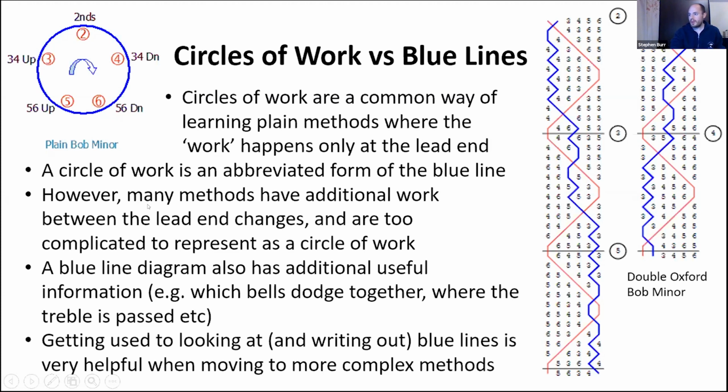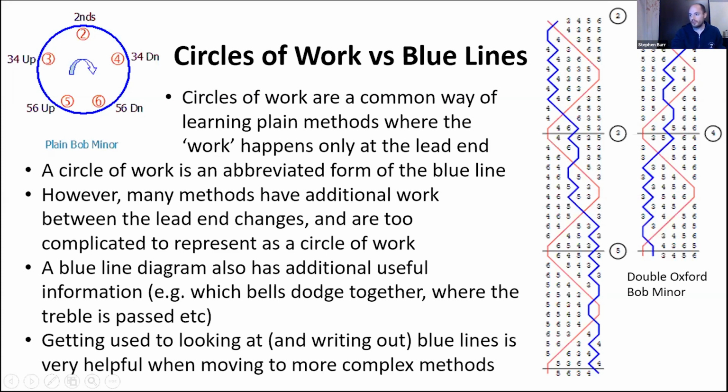The problem is that many methods have additional work going on between the treble leading and would be too complicated to represent in this format. So here we've got the method double Oxford bob minor, and we can see that if we wanted to draw a circle of work for this, it's going to be quite cluttered because we need to include a triple dodge here, as well as this dodge at the start of the next place bell. Then we've got these places in the middle with another dodge. Then we've got a triple dodge here that goes over the starting point to the fifth, and so on. So it becomes too complicated quite quickly. Therefore, we switch to the blue lines, and this is one reason why they are so useful, and why many people will have a diagrams book that they use very often.